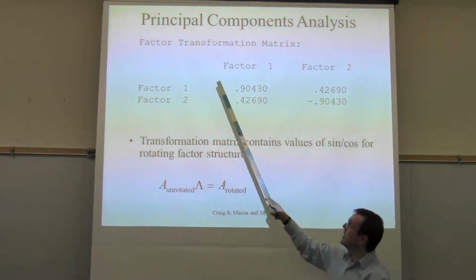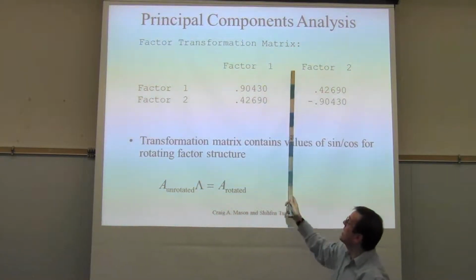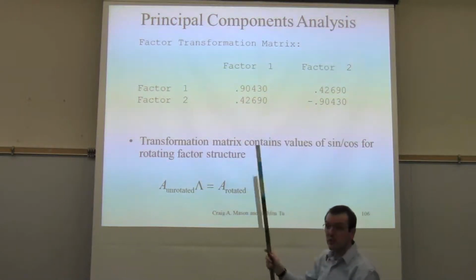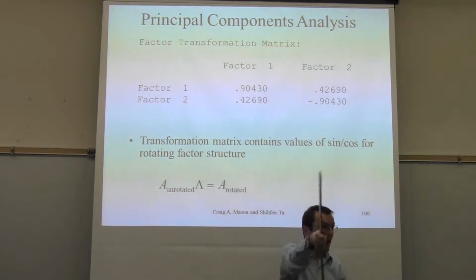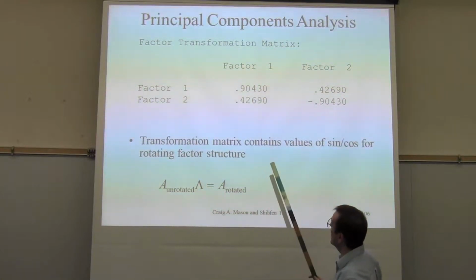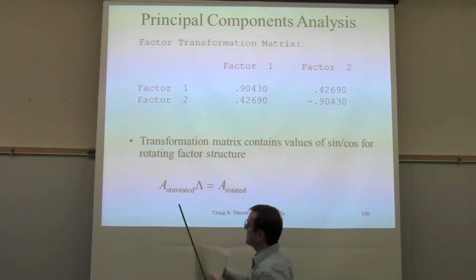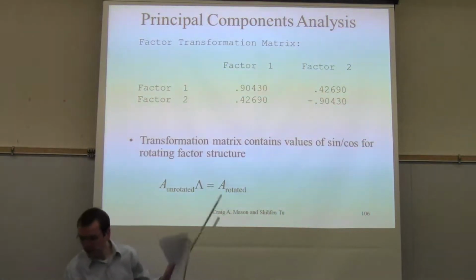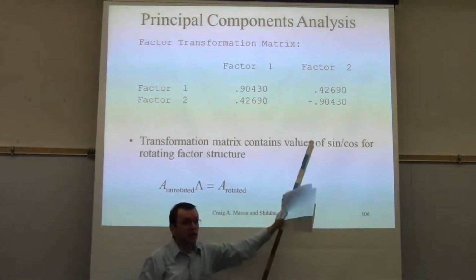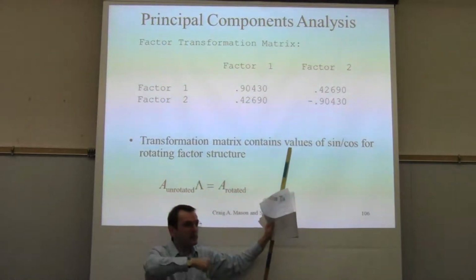You may see this thing called a factor transformation matrix. This is the only time you'll see sines and cosines. These are just the sines and cosines for spinning those factors around in some multidimensional space. You just don't worry about that. You take the unrotated solution, and we spin them. It's like spinning the Price is Right wheel.